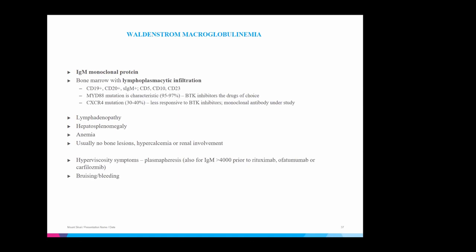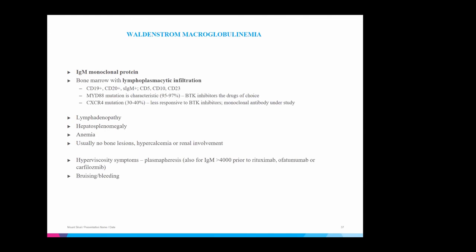There's something called the MYD88 mutation, which is characteristic and is seen in the vast majority of patients with Waldenstrom's. In those patients, the BTK inhibitors are the drugs of choice. Some of the patients have a CXCR4 mutation, and these patients are less responsive to standard treatment. As I mentioned, these patients present more like patients with lymphoma. They have lymphadenopathy, they have hepatosplenomegaly, they may have anemia, but they usually do not have bone lesions, and renal involvement or hypercalcemia is quite unusual.